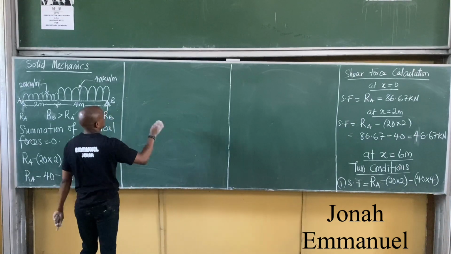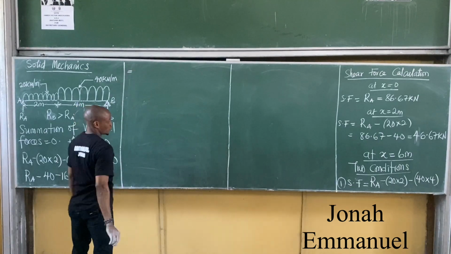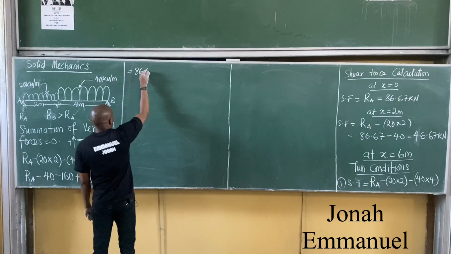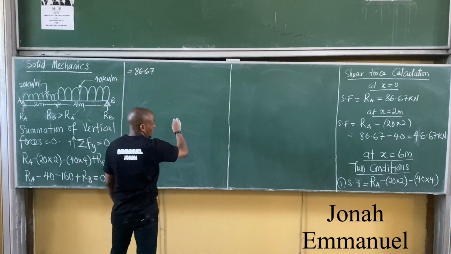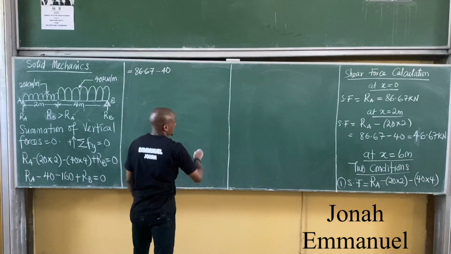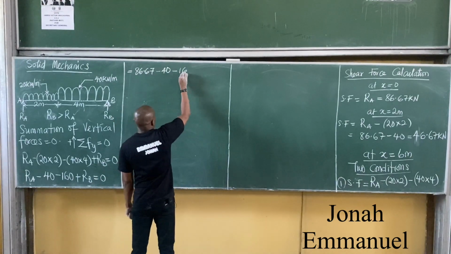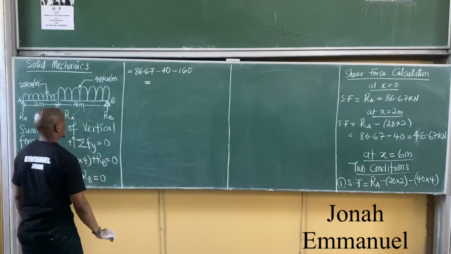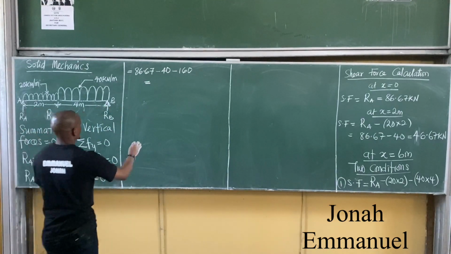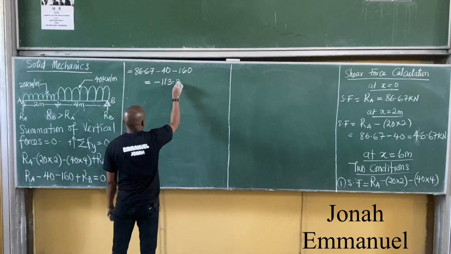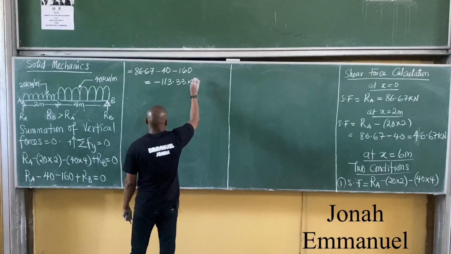Condition 1 then equals RA, 86.67, minus 20 times 2, which is 40, minus 40 times 4, which is 160. Please give me the value. Minus 113.33.